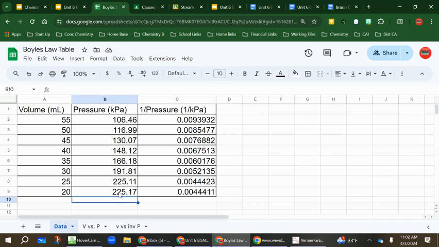The volume went down the same amount each time. Let me ask you this. Those of you who were pushing on it, was it harder to get to 25 or harder to get to 20? 20. So what should pressure have done? Gone up. Should have gone up.